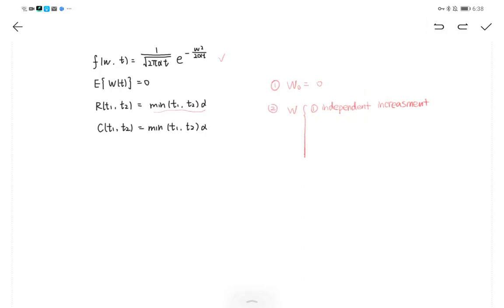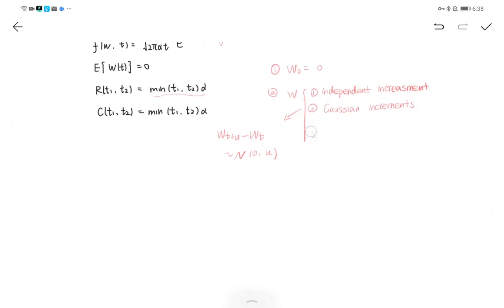And the second, W has Gaussian increments. That means W(t+U) minus W(t) is normally distributed with mean 0 and variance U.